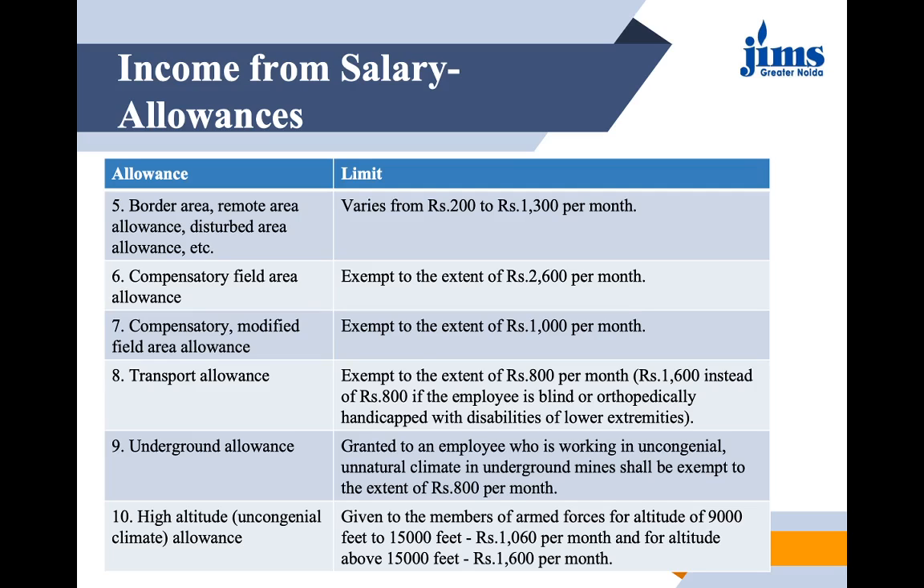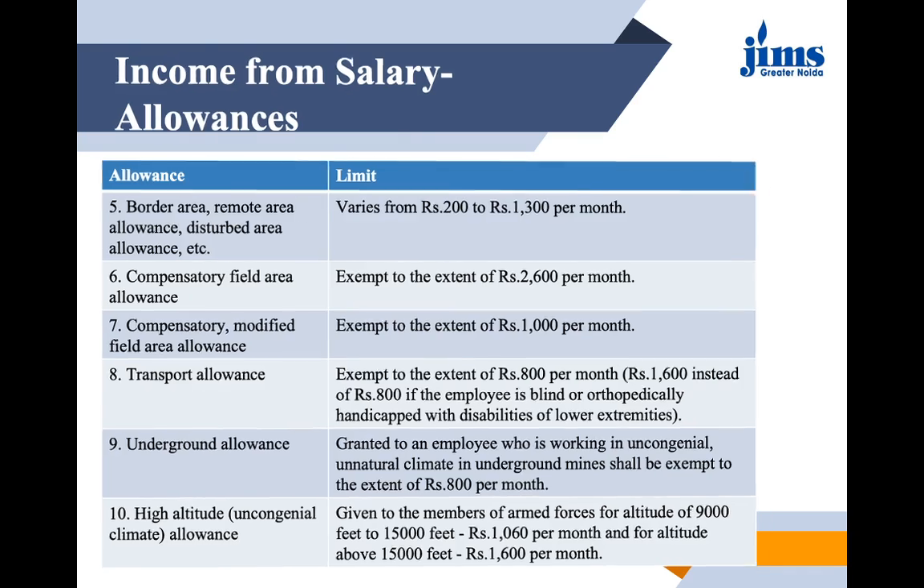Then we have high altitude, again uncongenial climate allowance, given to the members of the armed forces for altitudes of 9,000 feet to 15,000 feet. It is 1,060 rupees per month. For altitude above 15,000 feet, it is 1,600 per month, and it is the limit which is exempt from tax. The amount received may be different.